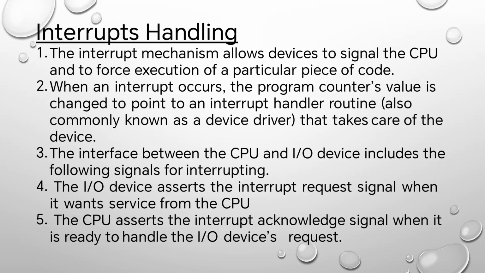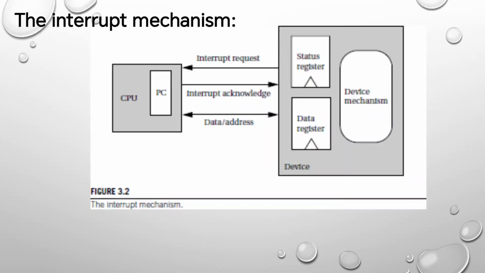Interrupt handling. The interrupt mechanism allows devices to signal the CPU and to force execution of a particular piece of code. When an interrupt occurs, the program counter's value is changed to point to an interrupt handler routine that takes care of the device. The interface between the CPU and I/O device includes the following signals for interrupting. The I/O device asserts the interrupt request signal when it wants service from the CPU. The CPU asserts the interrupt acknowledgement signal when it is ready to handle the I/O device's request.